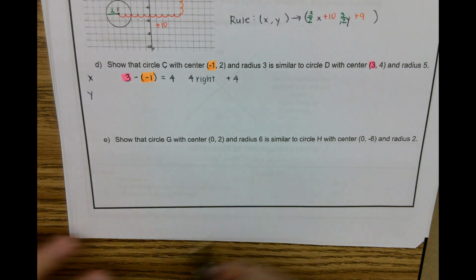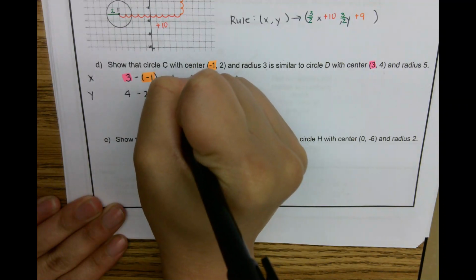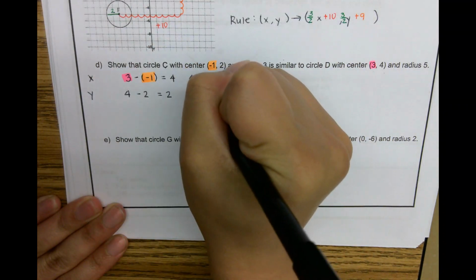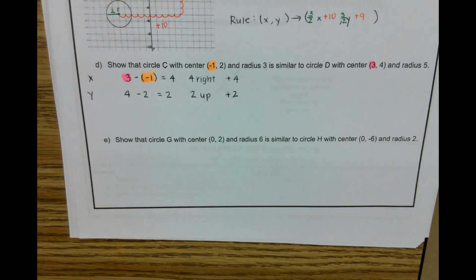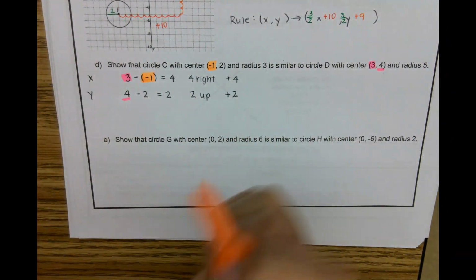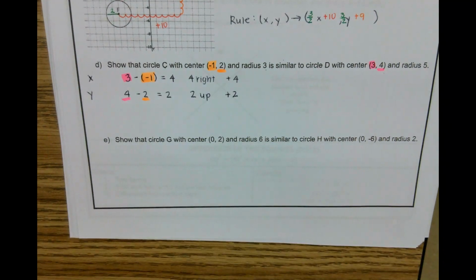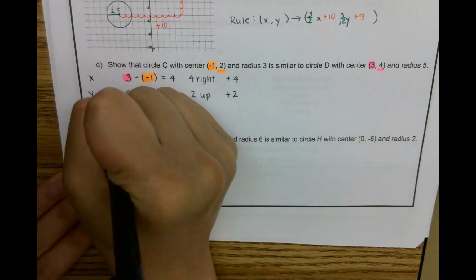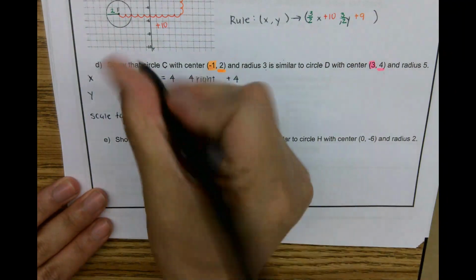And then for the y's, I'm going to do 4 minus 2. So 4 minus 2 gives me 2. And since it's y, that means I went 2 up, or plus 2. Then I'm going to find the scale factor. Since I'm taking this to be my image, it's going to be 5/3.